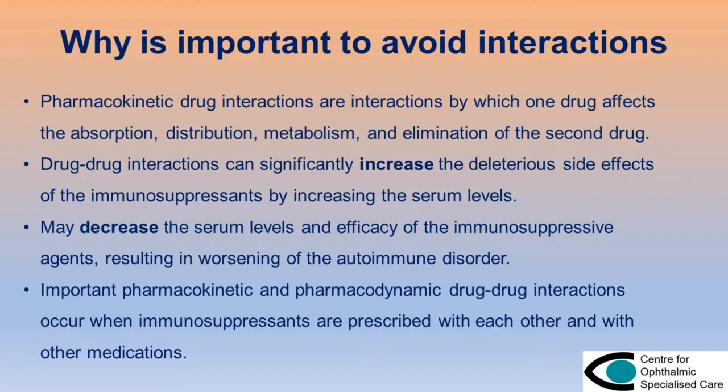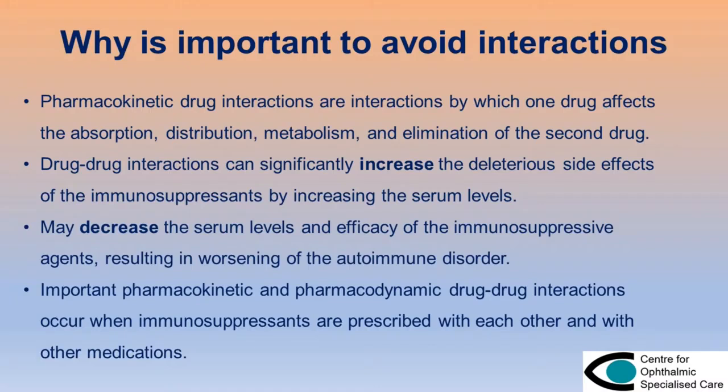Why is that important? Interactions can significantly increase the serum levels of one drug, which automatically increases the deleterious side effects that this drug can cause to the patient. On the other hand, it can decrease the serum levels of the drug, which means decreasing the efficacy of the immunosuppression, and this can result in worsening of the autoimmune disorder that we are trying to treat.